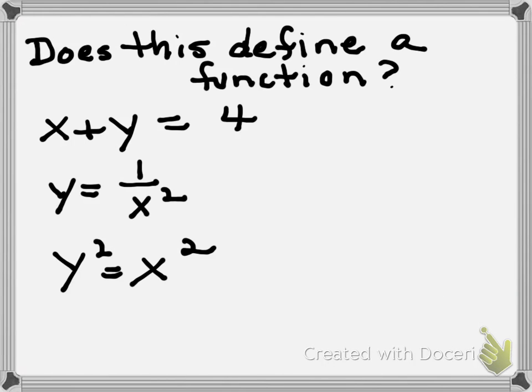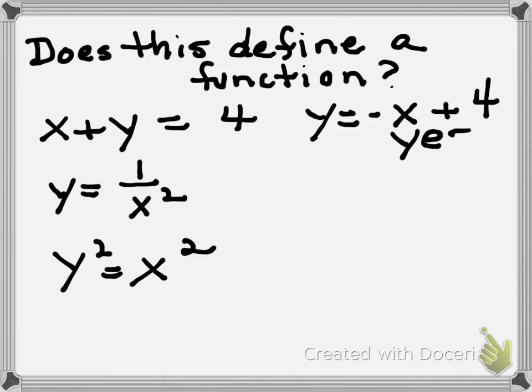Okay, I want to look at 3 different equations. The first is just a line. If we write it as y equals mx plus b, we get y equals -x plus 4. If you want to even look at it that way, slope would be -1, y-intercept is 4. This does pass the vertical line test if you wanted to graph it, so therefore it does define a function.